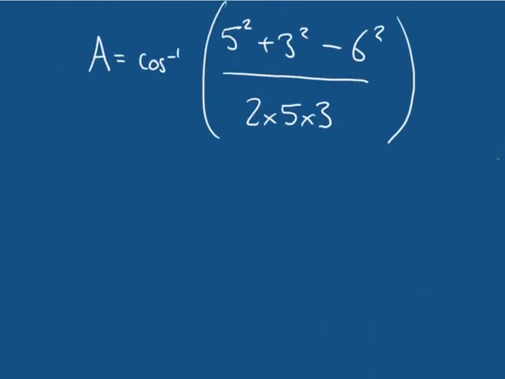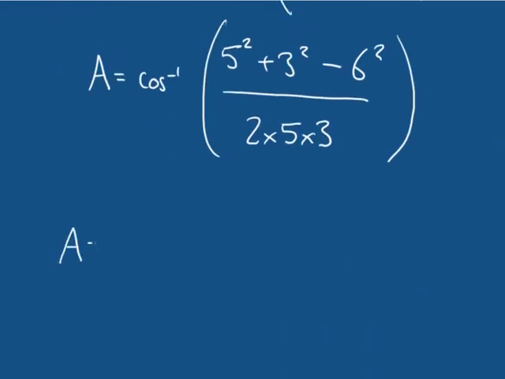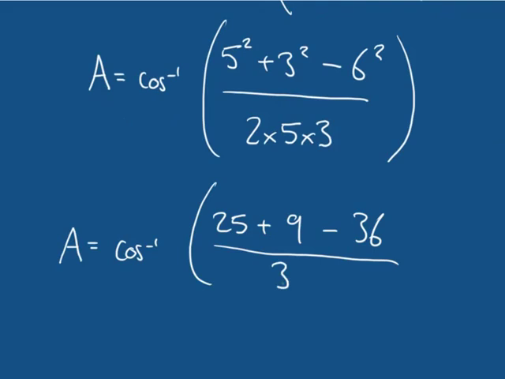So if we work this out, we're going to get that A is equal to the inverse cosine of 5 squared is 25, plus 3 squared is 9, minus 6 squared is 36, over 2 times 5 is 10, times 3 is 30.